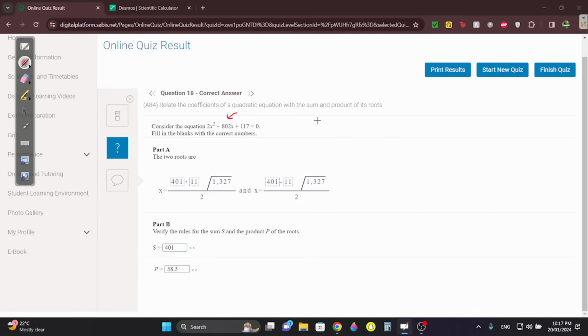Okay, so let's solve. It's minus b plus minus radical b squared minus 4ac over 2a, right? I told you always find the discriminant. The discriminant is b squared minus 4ac. So let's solve that first. B squared will be 802 squared minus 4 times a, which is 2, times c, which is 117.